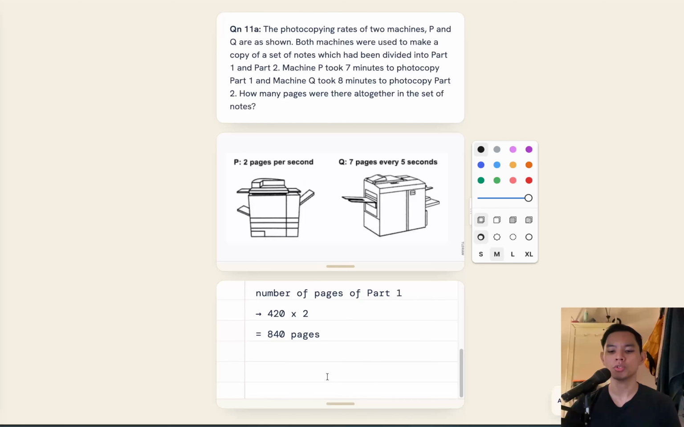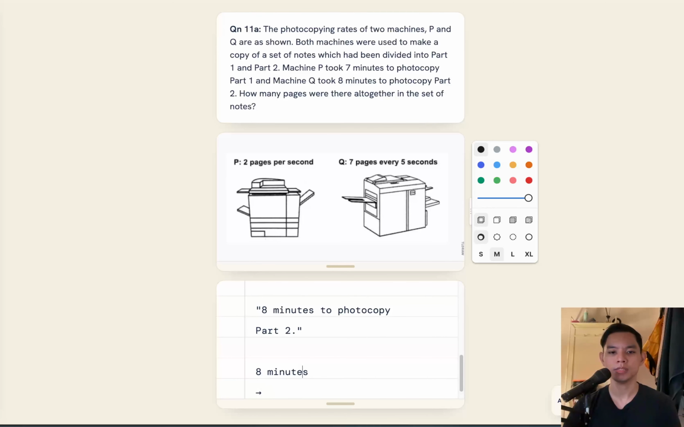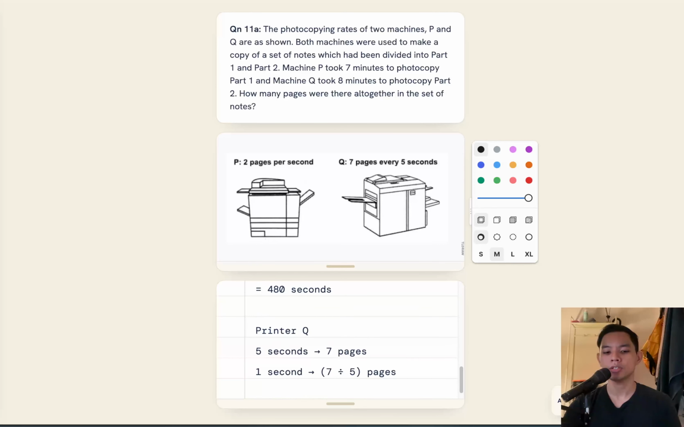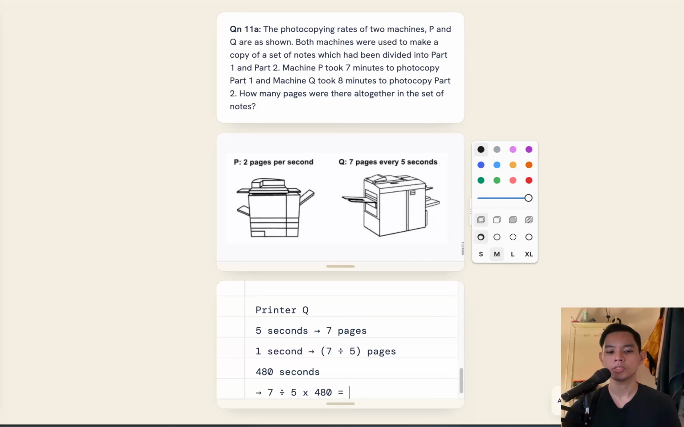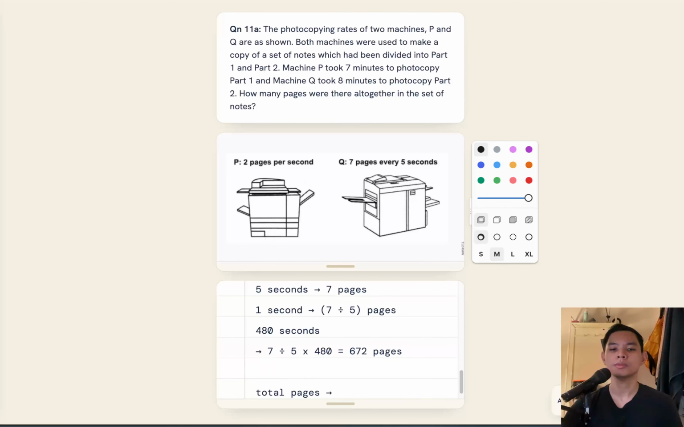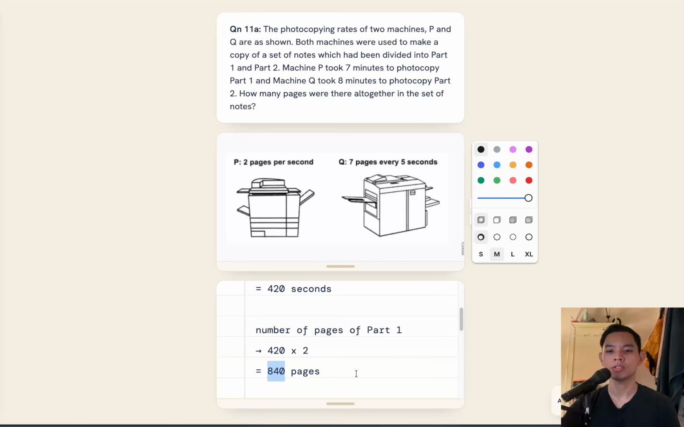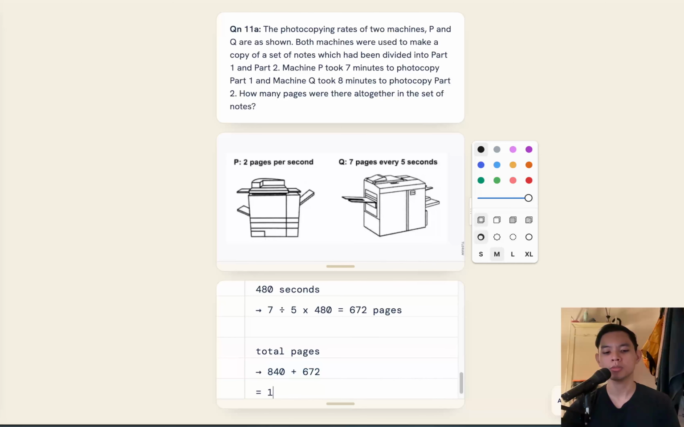8 minutes to photocopy. So let's convert 8 minutes to seconds. So 8 minutes is 8 times 60, which is equal to 480 seconds. Since 5 seconds is equal to 7 pages for machine Q, then 1 second will be 7 divided by 5 pages. Then 480 seconds will be 7 divided by 5 times 480, which is 672. So the total is 672 plus 840, which is equal to 1512 pages.